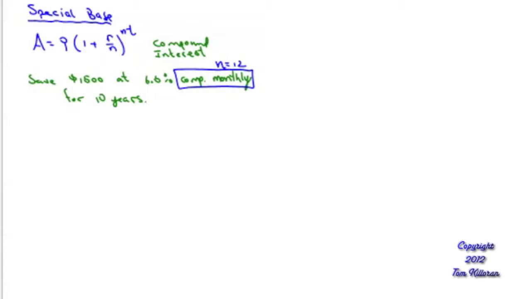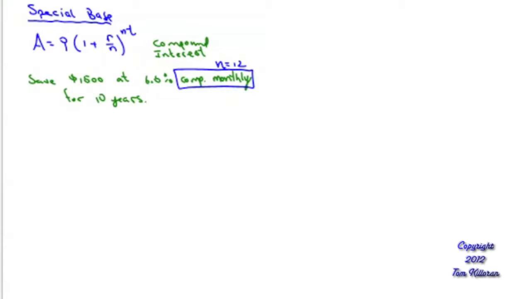Quarterly. In other words, how many times per year? 4. Semi-annually, 2. Annually, 1, and so forth. So what the word "compounded monthly" just tells you is what the n is equal to. 10 years will tell you what?